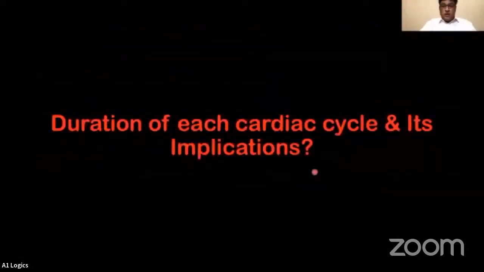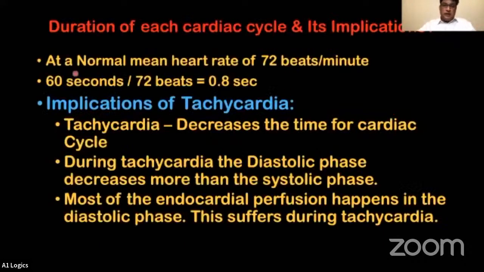Right. So the duration of each cardiac cycle and its implications. Now, the normal heart rate is anywhere between 60 to 100 beats per minute. So we take a mean, say about 72 beats per minute. We take 60 seconds divided by 72 beats, it is about 0.8 seconds.